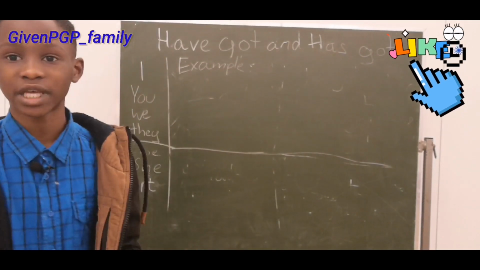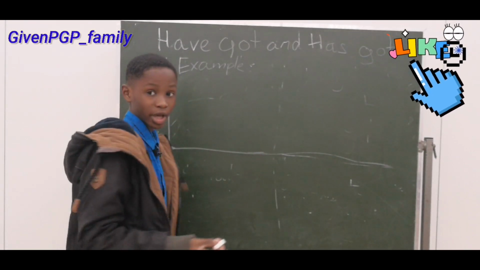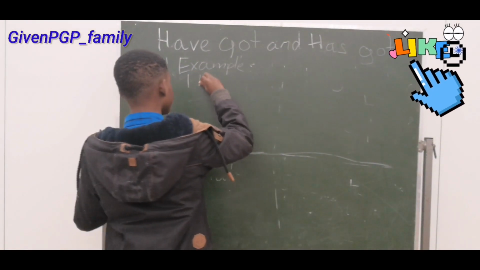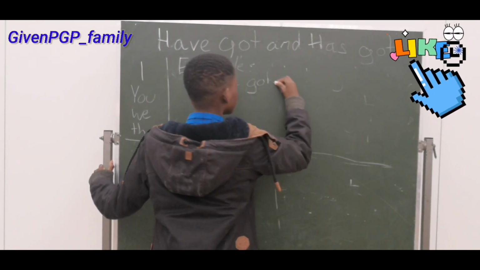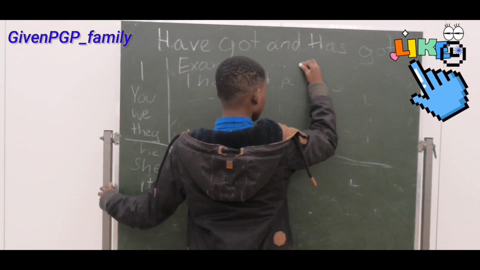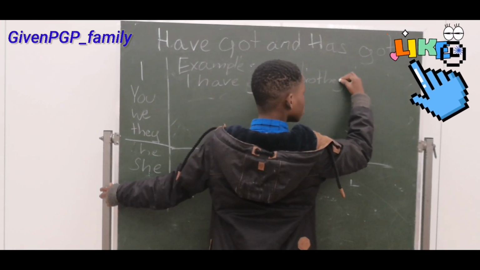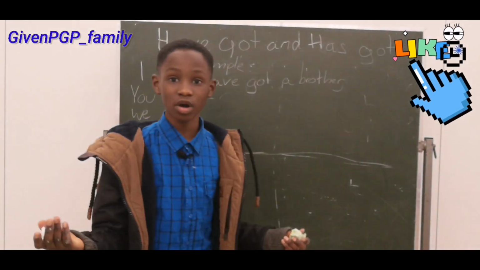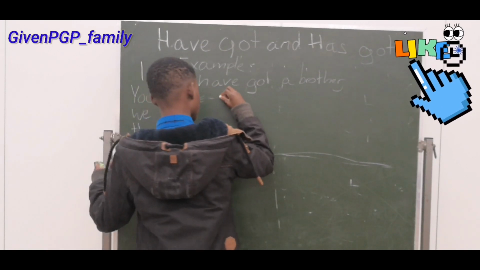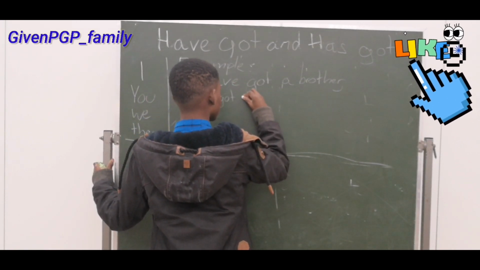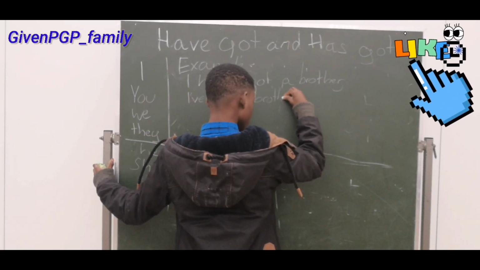So guys, let's make some sentences. So here, example, with I, long form, okay? I have got a brother. Brother, okay? Now short form. I've got a brother.